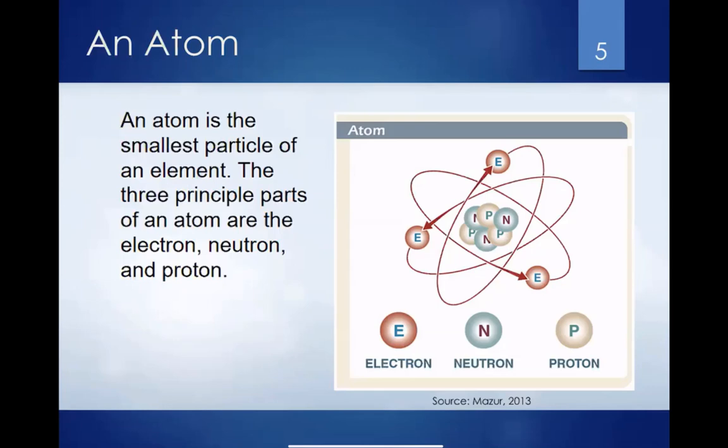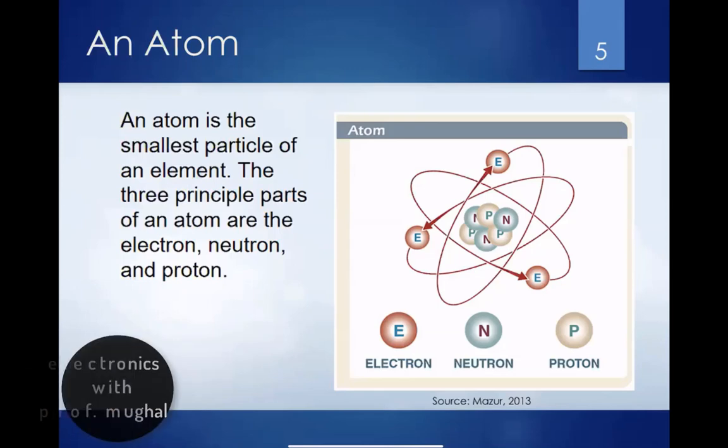Now, how does electricity flow? What is electricity itself? There's no short and definitive answer to that. But in order for us to understand how electricity works, which is basically a movement of electrons, it's important to understand how atoms work. What is an atom?